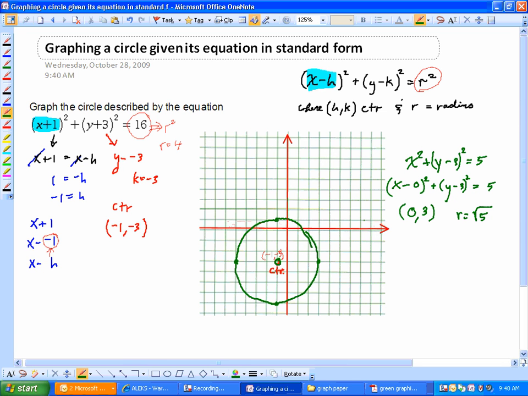So on that you would go over 0 and up 3. There's your center. Your center would be on the y-axis, and a little more than 2 in each direction. Of course, this should be an open circle here, but I made a mistake. And then this would be the graph of that equation.